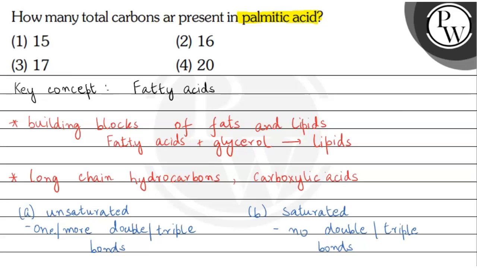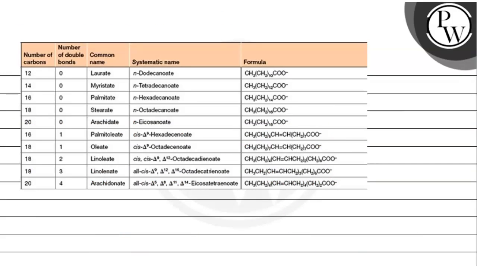Now, depending upon the number of carbon atoms present in the fatty acids, the different fatty acids are given names. This table depicts the most common fatty acids present in the lipids. Depending upon the number of carbon atoms present in the hydrocarbon chain of the fatty acid, the name is given accordingly. Therefore, this is the nomenclature of the common types of fatty acids which are commonly found in lipids.